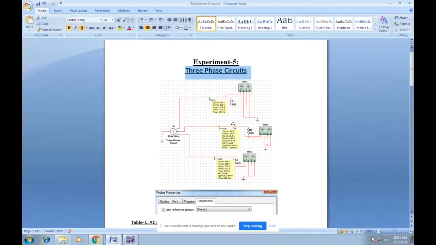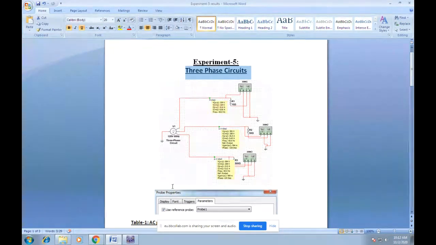Now experiment number 5 is about a three-phase circuit, that is, as input we will use a three-phase supply. Basically we are using a three-phase Y connected circuit. In this experiment, which is divided into three parts, the first part is where you will learn to measure the various types of AC parameters. That is AC parameter evaluation.